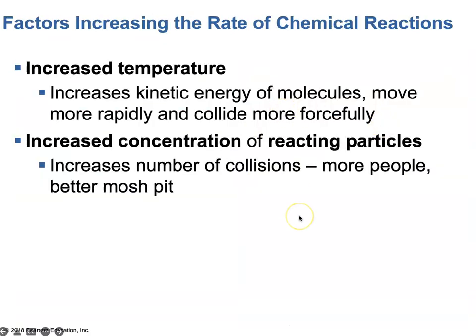Then in terms of things that cause chemical reactions to happen, we can increase the rate or slow the rate. Temperature is one of the easiest things that we can use. When you add temperature, so you make things warmer, you increase what's called the kinetic energy of molecules. They move more rapidly and they collide more forcefully. So that causes the rate of the reaction to go up.